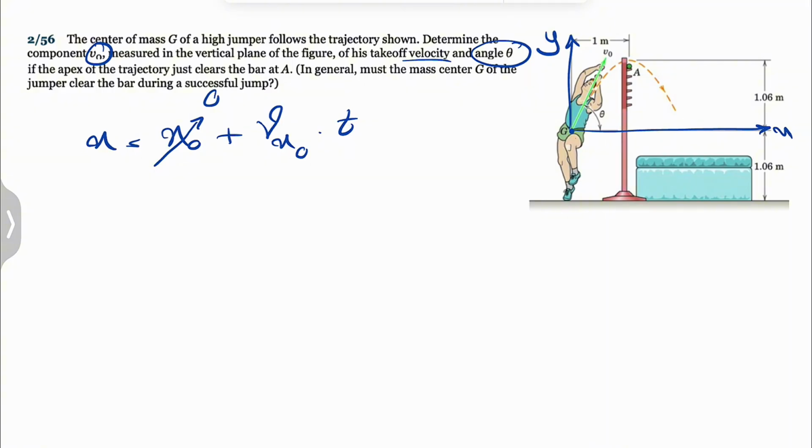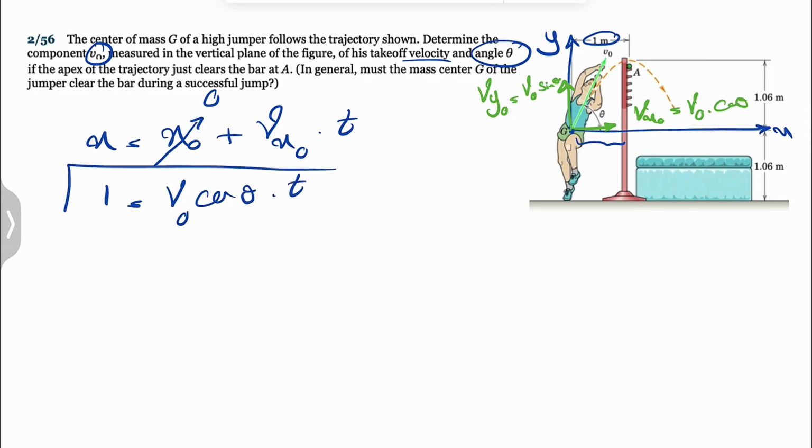X will be moving from G to where A is located. So basically we have 1 meter equal to Vx0. If we resolve our V0, this is Vx0, which is V0 cosine of theta, and this will be Vy0, which is V0 sine of theta. So 1 equals V0 cosine of theta times t, and this is our first equation.